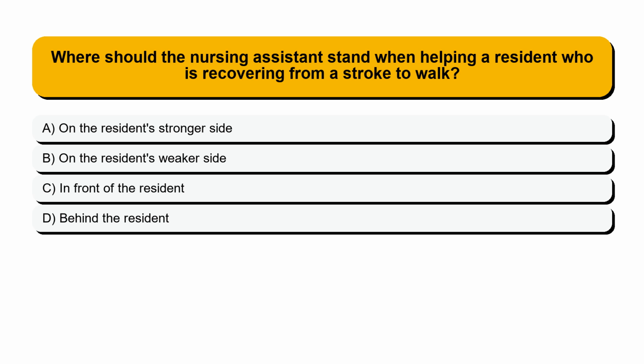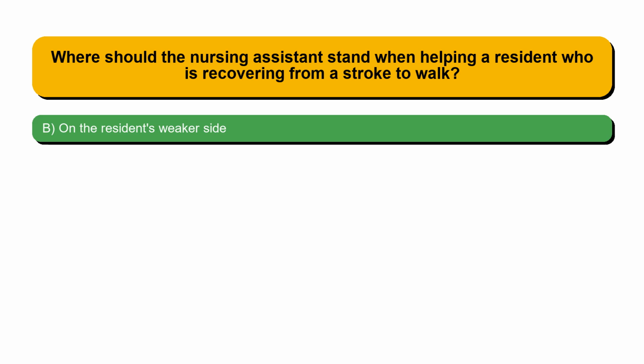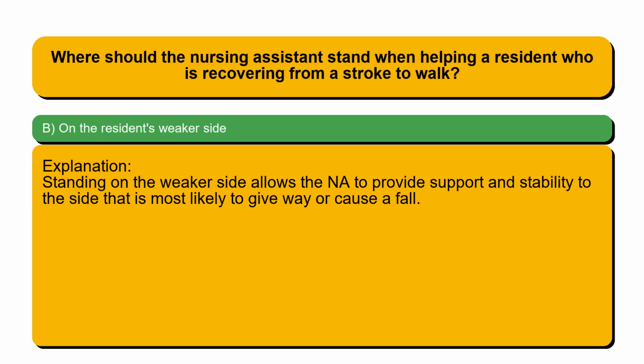Question 21. Where should the nursing assistant stand when helping a resident who is recovering from a stroke to walk? Option A, on the resident's stronger side. Option B, on the resident's weaker side. Option C, in front of the resident. Option D, behind the resident. The correct answer is option B, on the resident's weaker side. Standing on the weaker side allows the NNAAP to provide support and stability to the side that is most likely to give way or cause a fall.